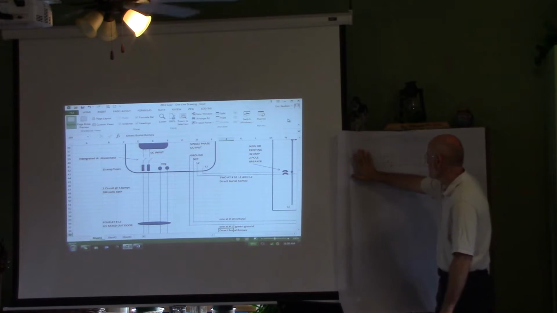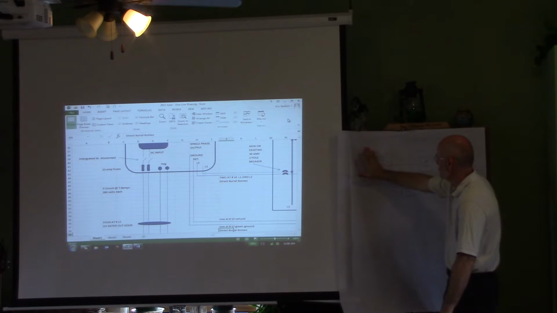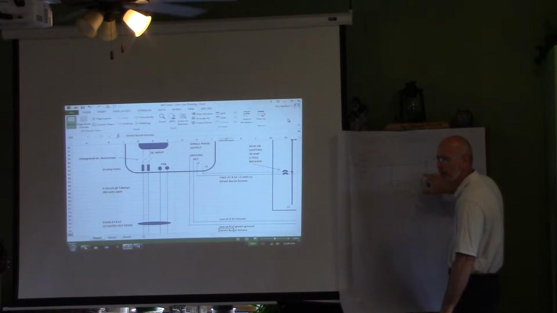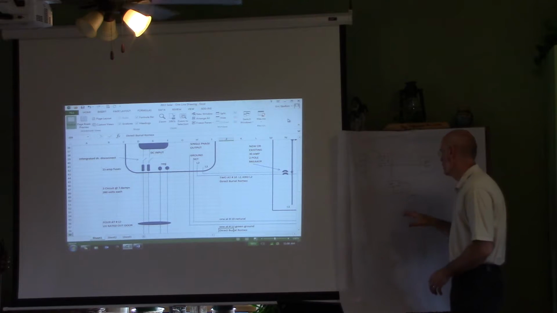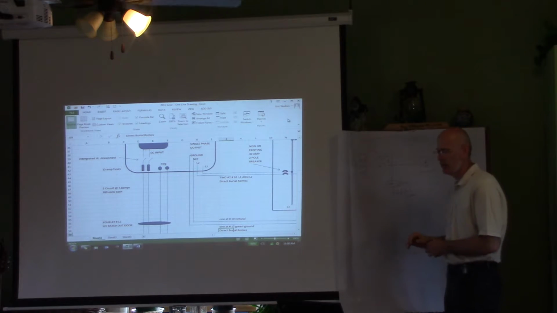So when the sun goes down, solar panels aren't producing anything, but the batteries are available, and then it comes back up through the inverter to produce AC. The batteries become a critical component then.